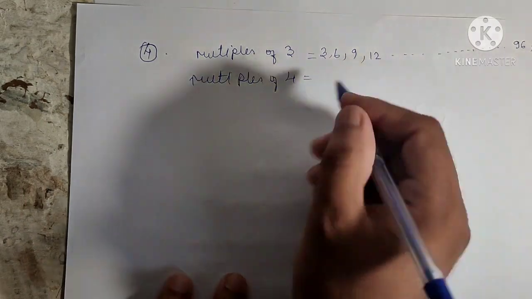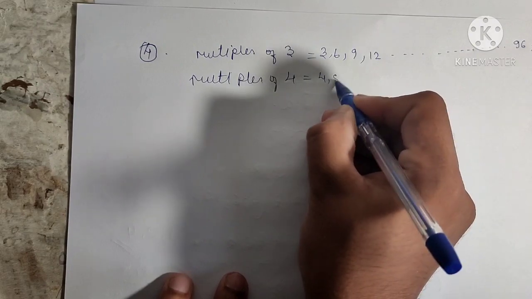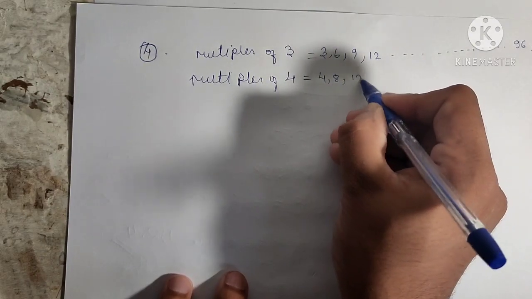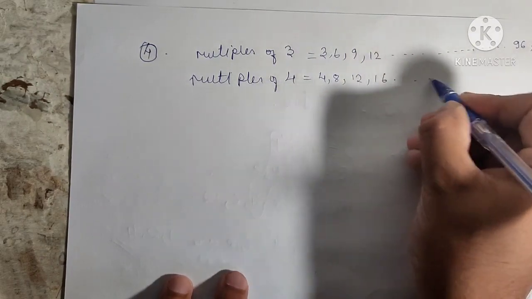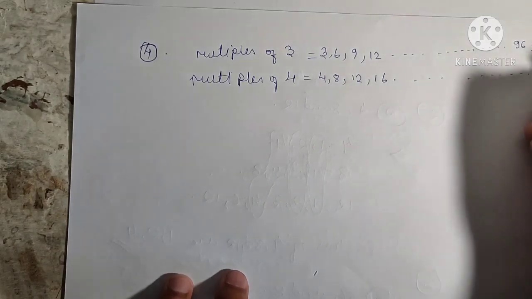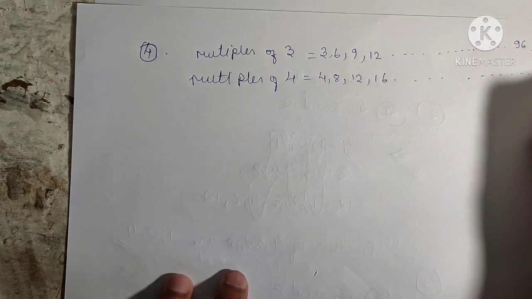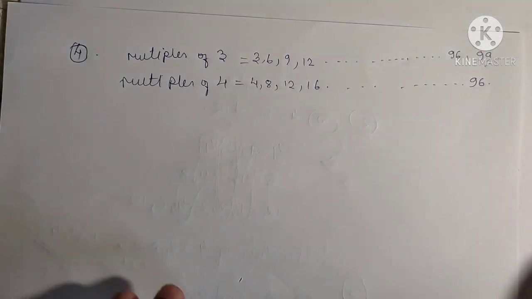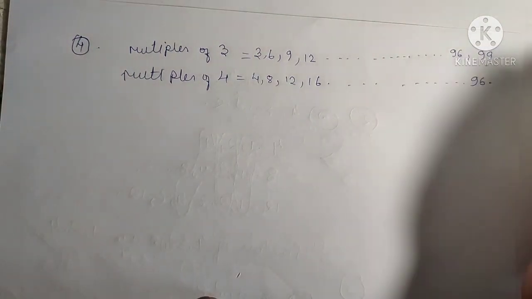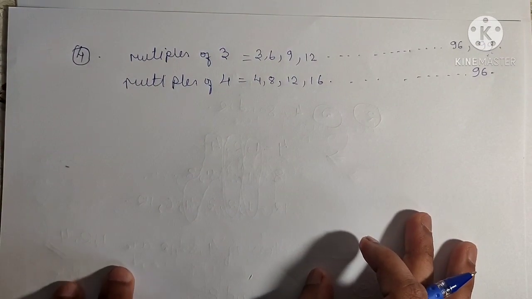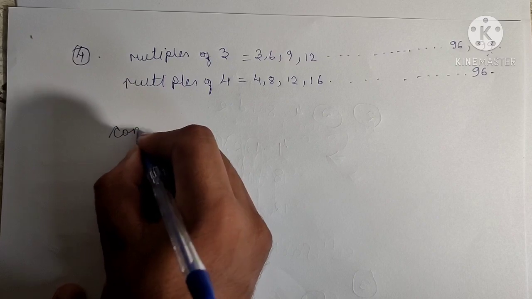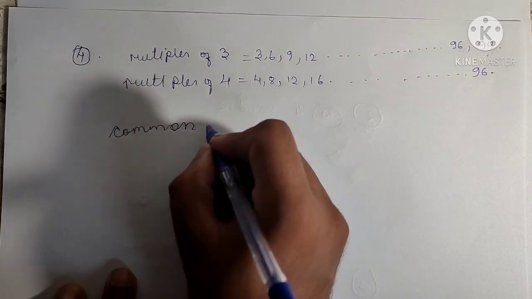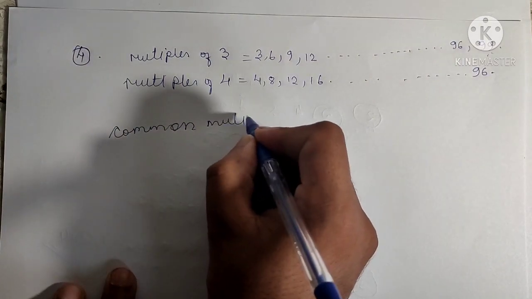And for 4, if we start, 4 2s are 8, 4 3s are 12, 4 4s are 16, like that. If you reach till 100, what will be the last one? 96. Okay, because the one after 96 will be 100, but we don't have to write 100 because it is less than 100. So 96 will be the last one. So what will be the common multiples? Now search for the common multiples between them, both the numbers.